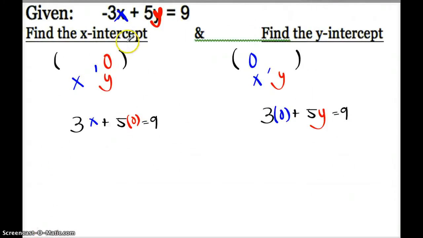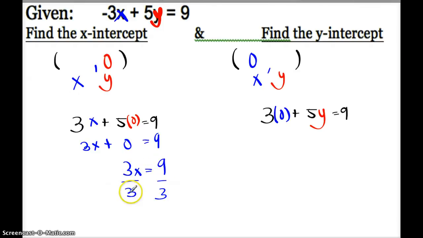Okay, so for students' number 1, again, if we're looking for the x-intercept, I'll make the y equal 0. Here's the original equation. Instead of y, I wrote 0. The only thing I have to worry about is this x. So 5 times 0 is 0. I have 3x plus 0 equals 9. 3x plus 0 is just 3x equals 9. And then divide by 3.